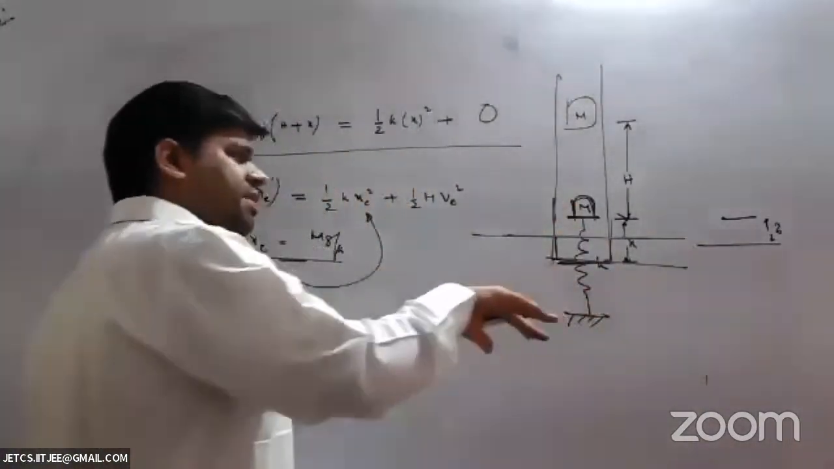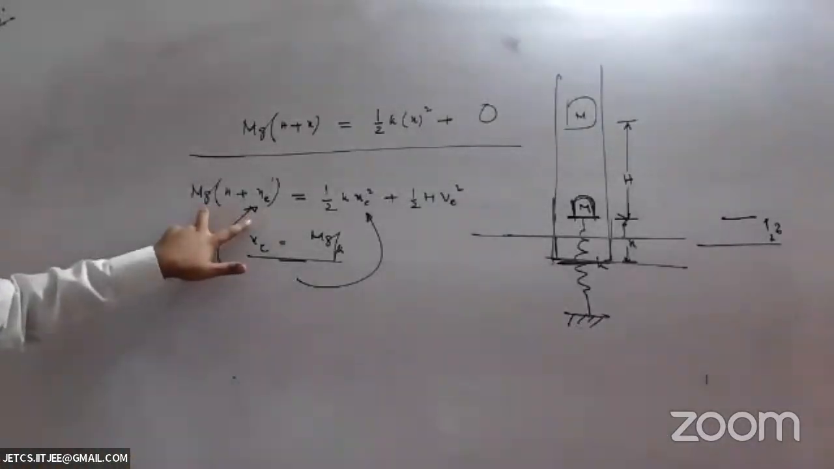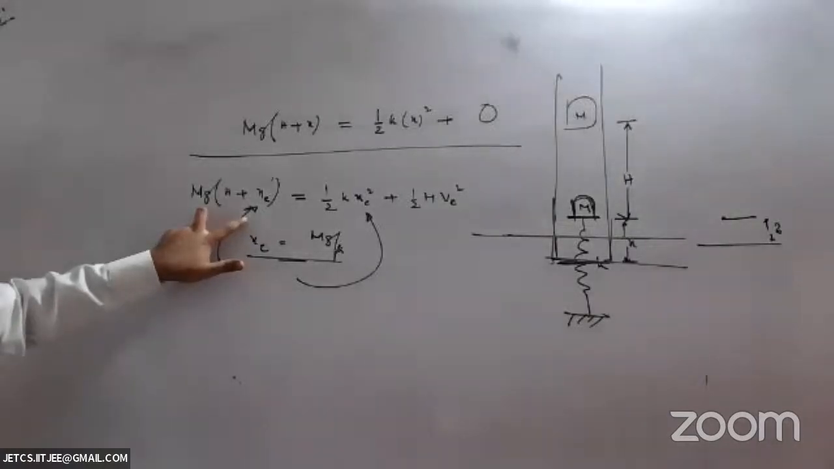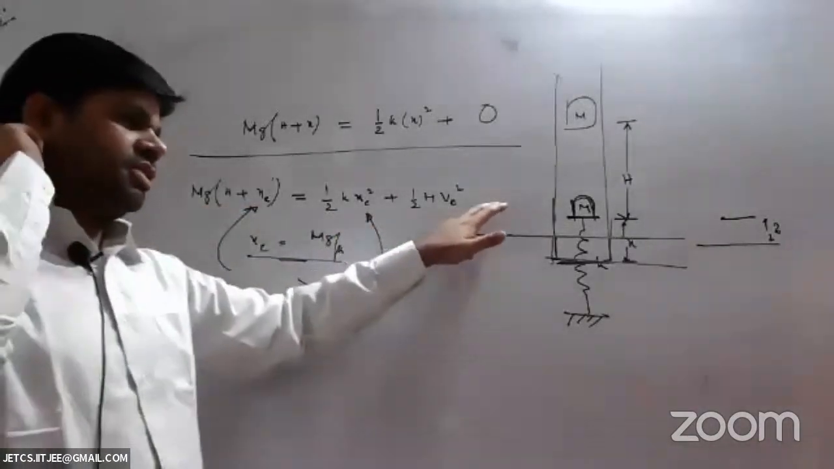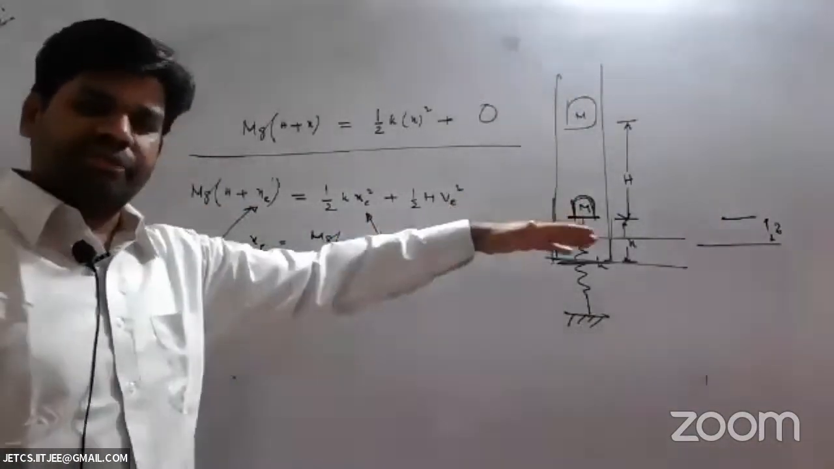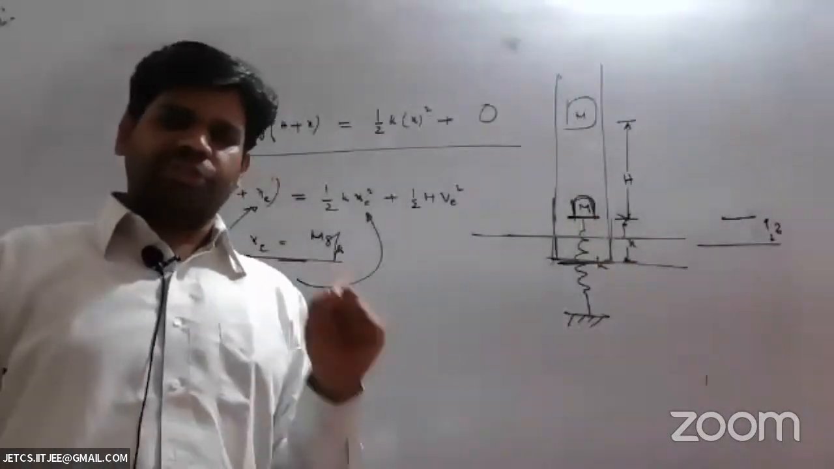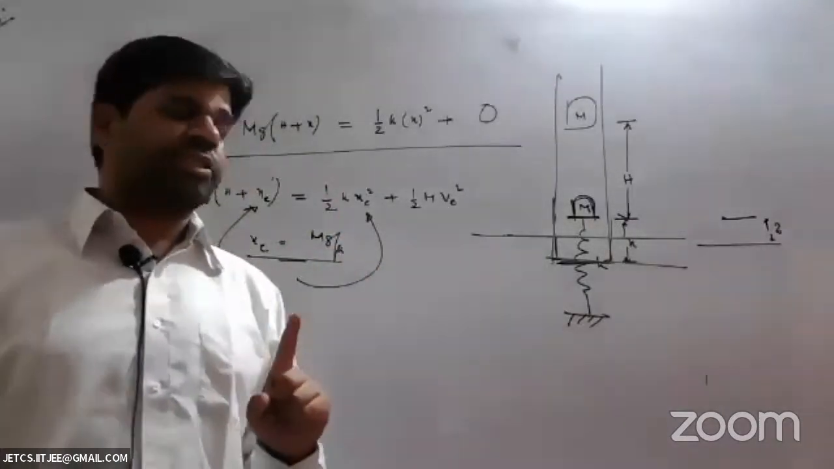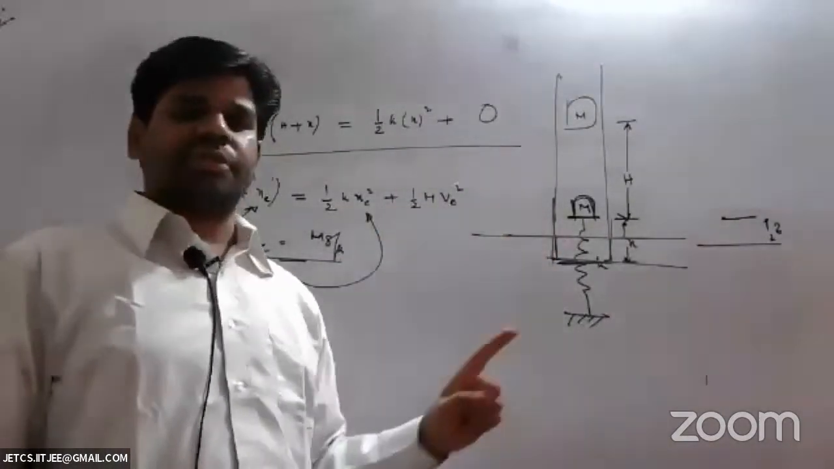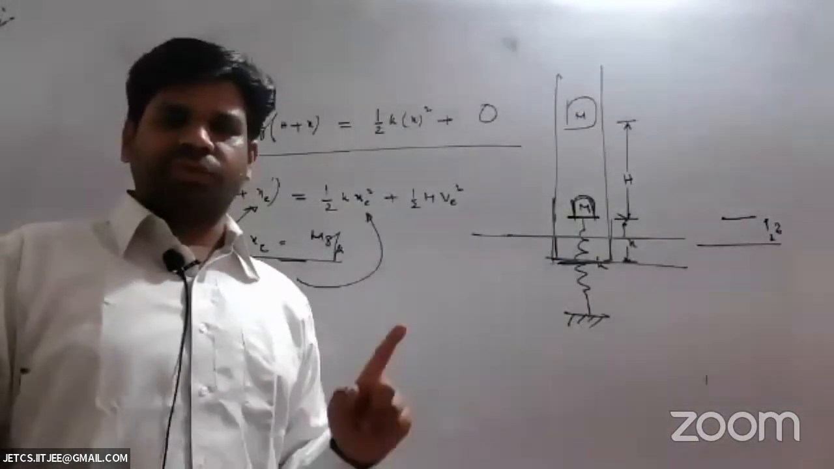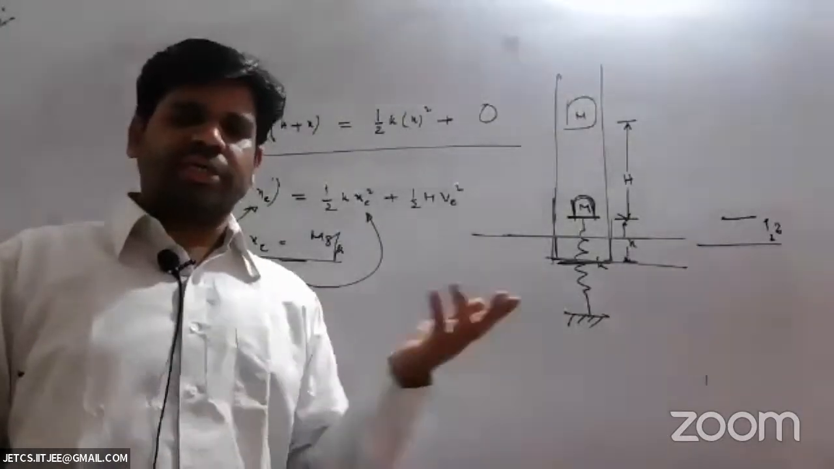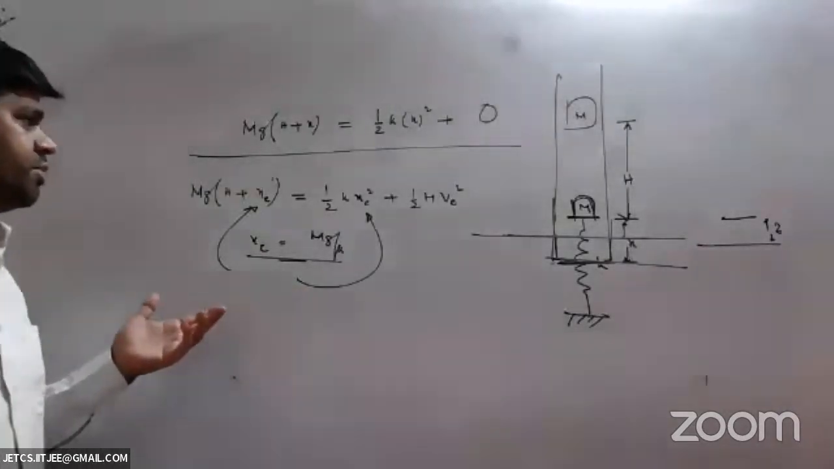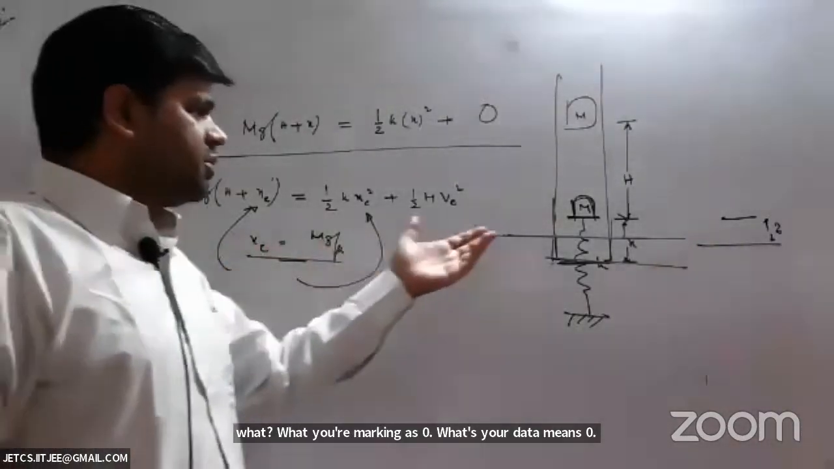Okay, I'm taking that level as reference level. That's why I wrote mg into h plus xe. All right, that's clear. That's why you do not have a gravitational potential energy term over here. We took that level as the reference level. Whenever you have gravitational potential energy, you will have to take a reference level. In fact, for any potential energy term, you will have to take a reference level. For the spring, natural length is the reference level. All right, that is 0. Reference level is what you're marking as 0. What's your datum is 0. So gravitational potential energy is 0.